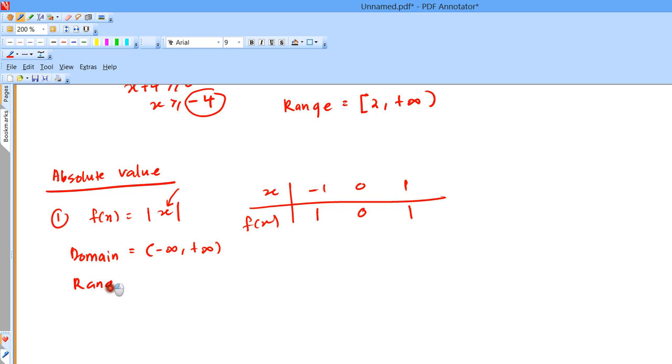And the range: if we put 0, it is equal to 0, and other values will become positive. So the range starts from 0 to positive infinity.